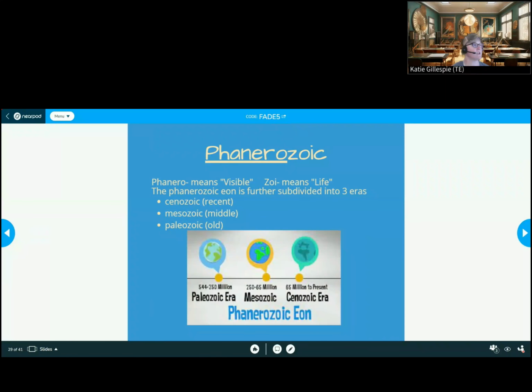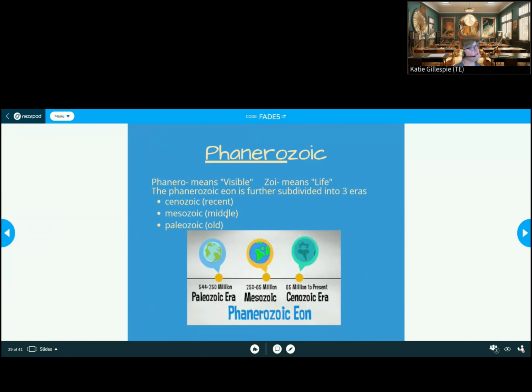The Phanerozoic eon is subdivided. Okay, again, Phanerozoic is an eon. If we go back, eon, era, period, epoch, it's further subdivided into 3 eras. And these are further subdivided into periods, which are further subdivided into epochs.